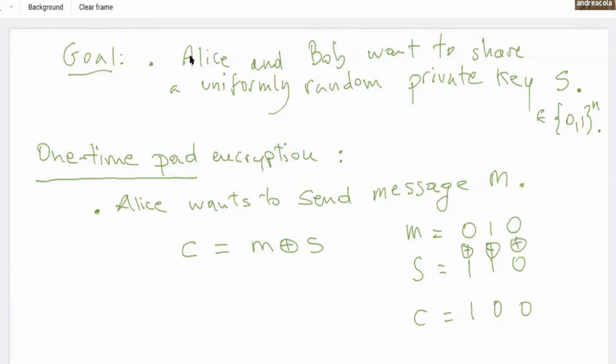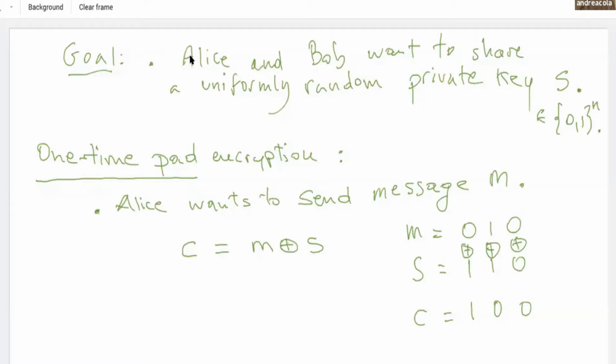The reason for this is that you can do something called one-time pad encryption, which gives you the best possible security that you could hope for. It's not conditioned on an adversary having limited computational resources. Even with infinite time, an adversary cannot break this encryption. And the encryption is as follows.